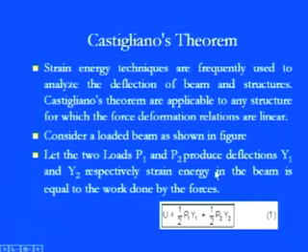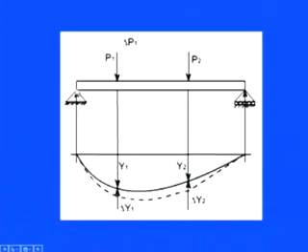Now coming to the figure, we can see that it is a simply supported beam, but we are giving it a kind of flexibility so that it can move in the axial direction. When we apply the loads P1 and P2 at the corresponding locations, we can figure out the deflections: Y1 corresponding to P1 and Y2 corresponding to P2.